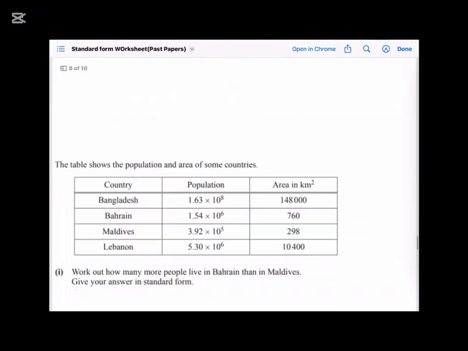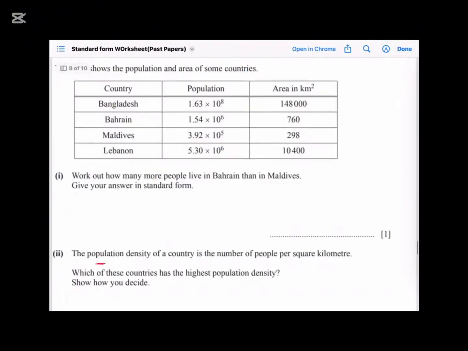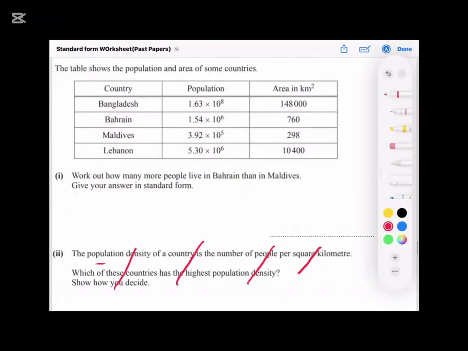Now another question. Leave that second part. We have to solve the first part. Work out how many more people live in Bahrain than in Maldives. Give your answer in standard form. They have given some country names, their population, and their area in kilometers. We have to just solve part one. So again we have to subtract. For Bahrain we have 1.54 multiplied by 10 to the power 6, minus, and for Maldives we have 3.92 multiplied by 10 to the power 5.